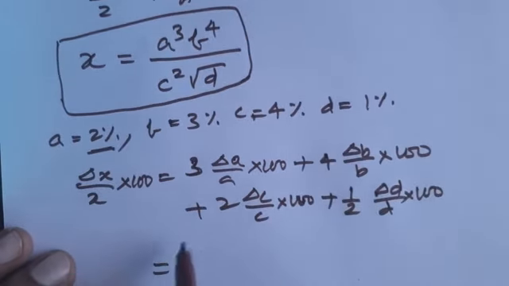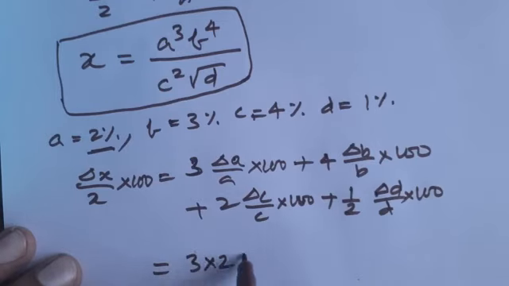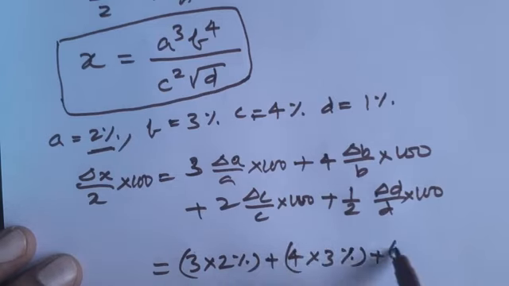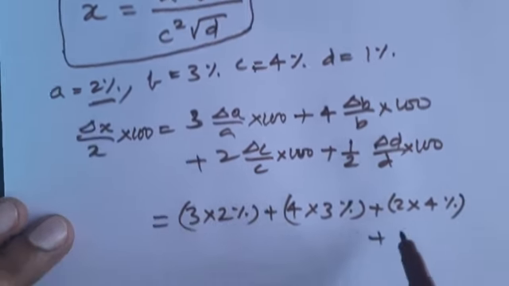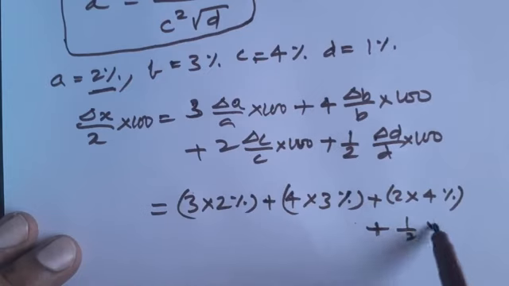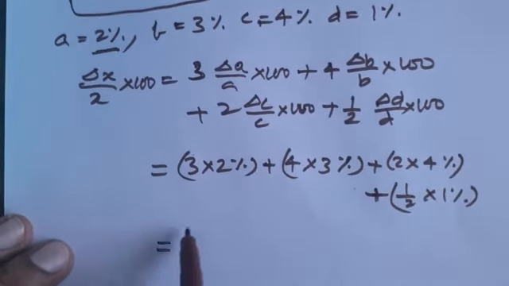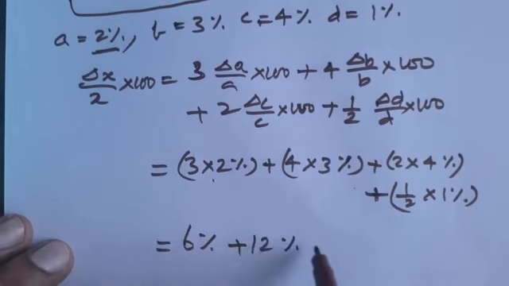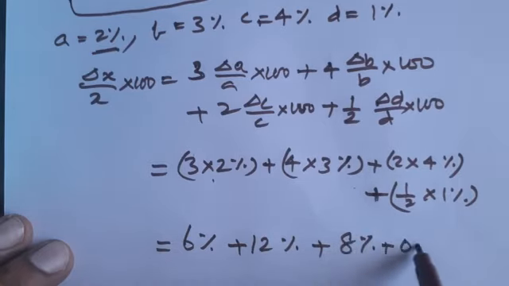Now substitute all the values here. Delta A by A into 100 is already given. So 3 into 2% plus 4 into 3% plus 2 into 4% plus half into 1%. That's all. Simplify: this is 6% plus this is 12% plus this is 8% plus this is 0.5%.